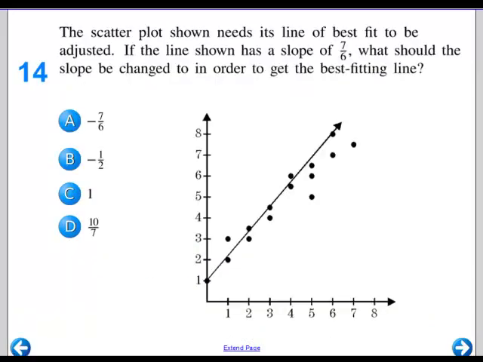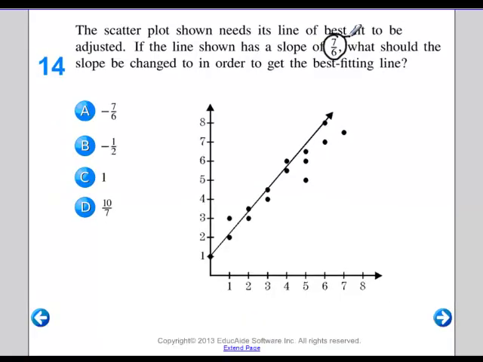14, the scatter plot shown needs its line of best fit to be adjusted. If the line shown has a slope of 7/6, how should the slope be changed in order to get the best fitting line? Well, first, let's determine what we need to do to the line. So I'll use red. Here's what the first line is doing. It looks like that. But we can see that there's too many points below. So I know that I'm going to have to move this down a little bit so that there's just as many points above as below.